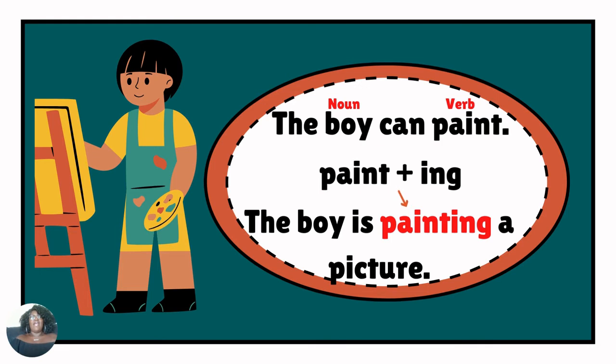Notice the arrow and the red word. The boy is painting a picture. Painting is the action verb because there's physical action. Next slide.